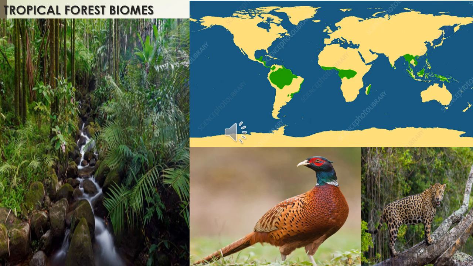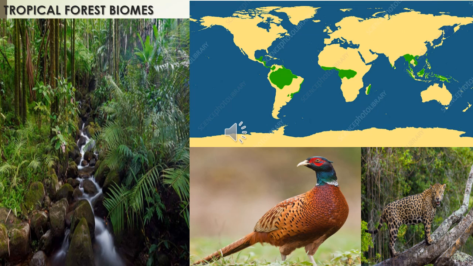Then the chief trees found here are rubber, bamboo, ebony, etc. Then the animals and birds found here are bats, pheasant, jaguars, elephant, monkey, etc.